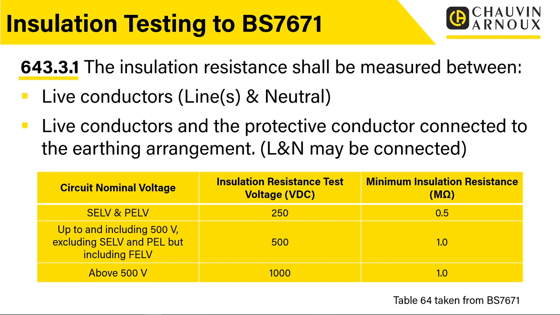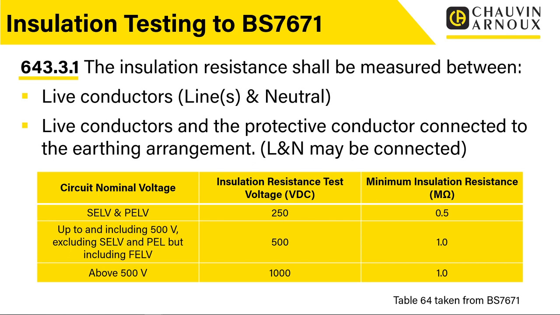So when they're saying measure between live conductors, they're not just talking about the three live conductors, L1, L2, L3. Neutral is actually classed as a live conductor. It is a conductor that is meant to be live. It's meant to be a current carrying conductor. So when they mention there that we must test between live conductors, they're saying we must check between our line and our neutral, or our lines. If we've got a three-phase system, L1, L2, L3, we must check between them, and we must check between them and neutral.